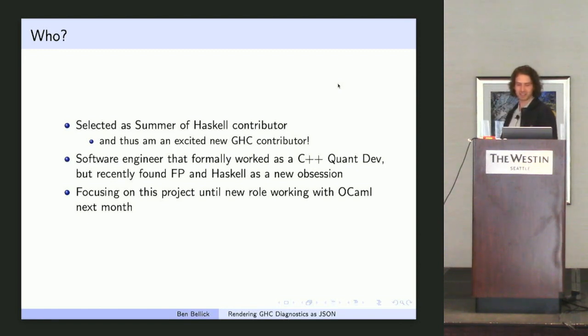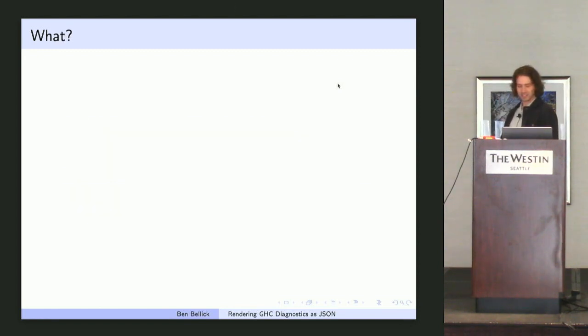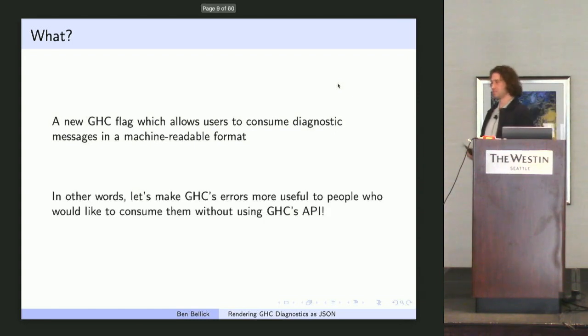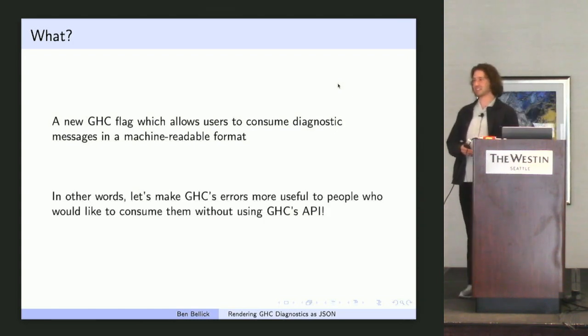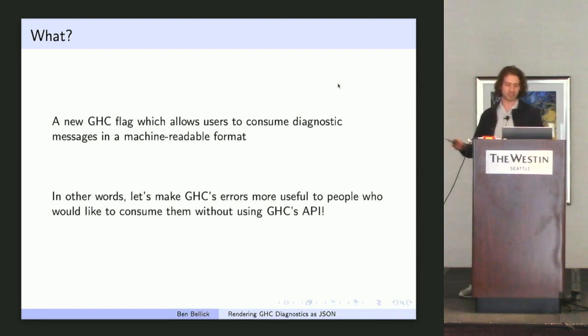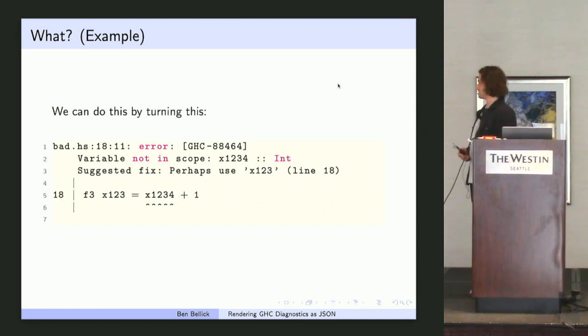So let's get started. Today I'm talking about a new feature that I'm trying to help bring to GHC, which is a flag that helps make GHC's diagnostics more easily readable by a machine. To put this another way, let's make GHC's diagnostics available for everyone, regardless of what platform or tools they're using. We should make sure it's easy to consume. So let's see an example just to get a flavor of what this particular flag is going to do.